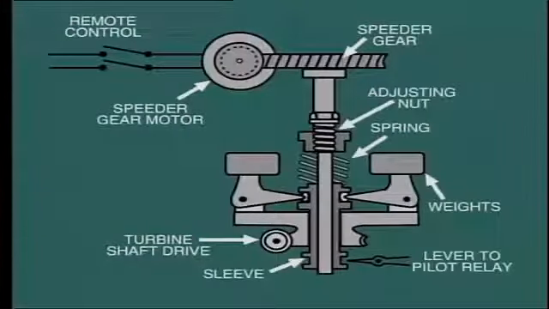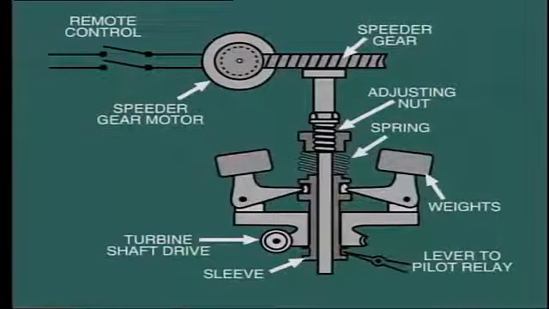Now let's take a closer look at the governor itself. This mechanical type centrifugal governor is driven directly from the turbine shaft through a gear drive. As speed increases, the weights fly outward due to centrifugal force and lift the sleeve against the compression spring.